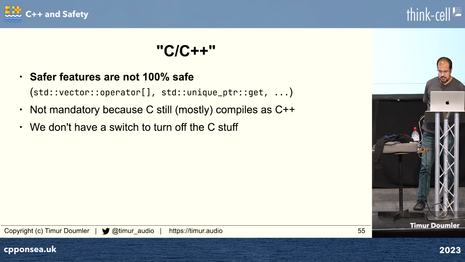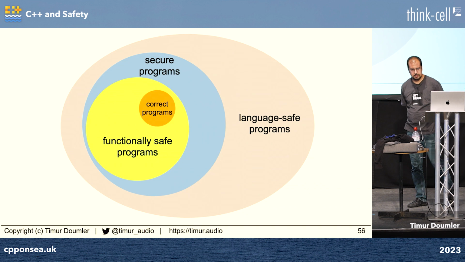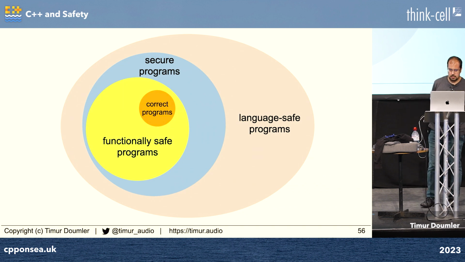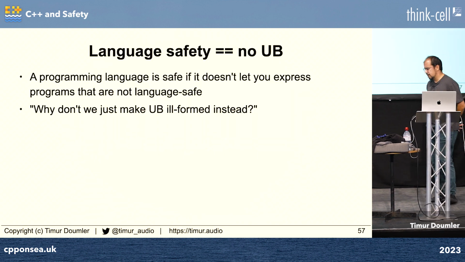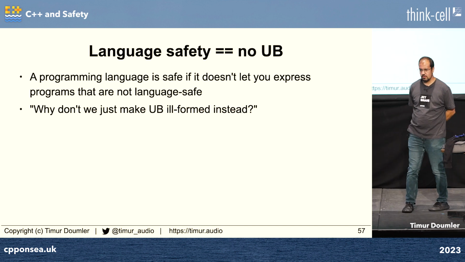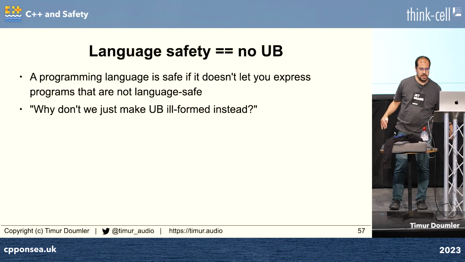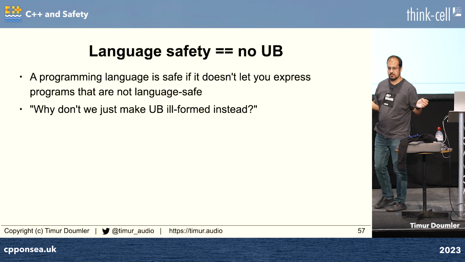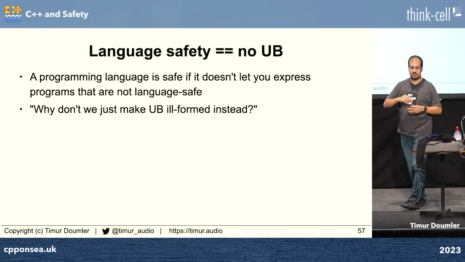So let's look at this in a little bit more detail. Why is that? We have this Venn diagram here again, right? And we said that a programming language is safe if it doesn't let you express programs that are not language safe. One question that I have been hearing a lot from developers is, why don't we just make all of this UB ill-formed? Because nobody likes UB, so why don't we just make it go away? Why don't you say it's an error?